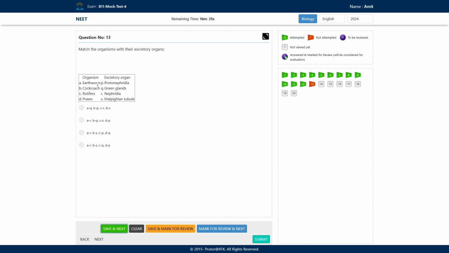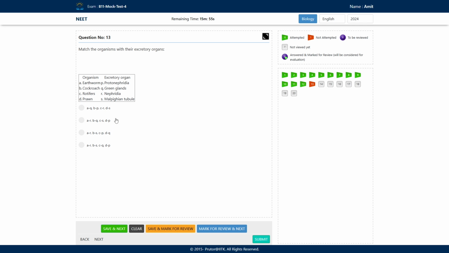So, earthworms have nephridia as an excretory organ. So, A will match with R, right? Now, cockroach. Cockroach has Malpighian tubule as an excretory organ. So, B will match with S. Okay, rotifers have protonephridia, and prawn has green glands. So now you can make out which option is showing the correct match.